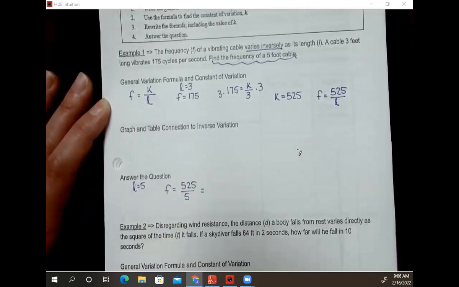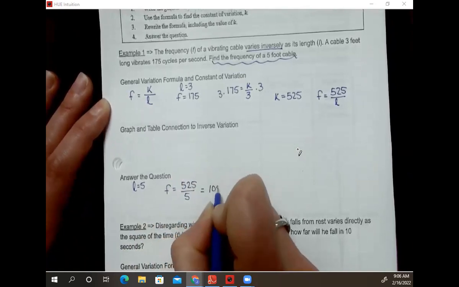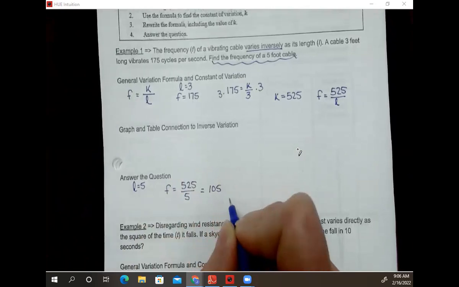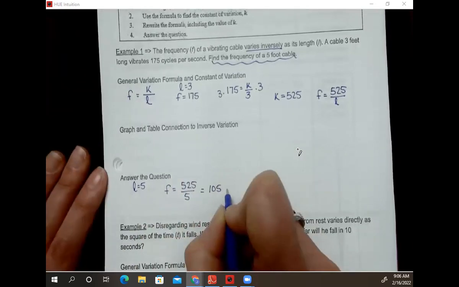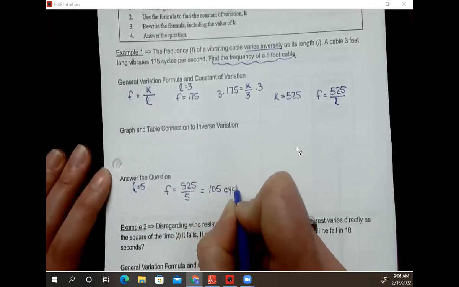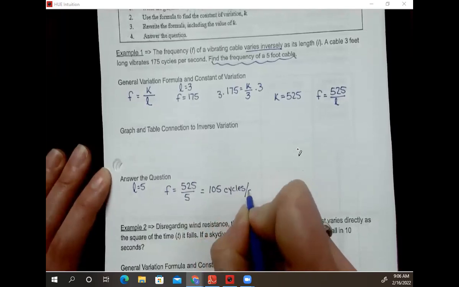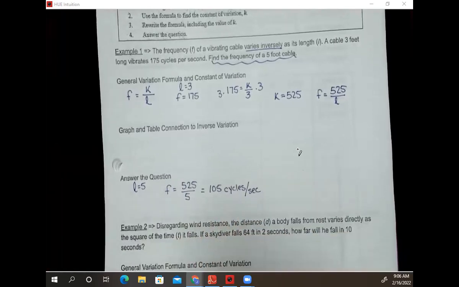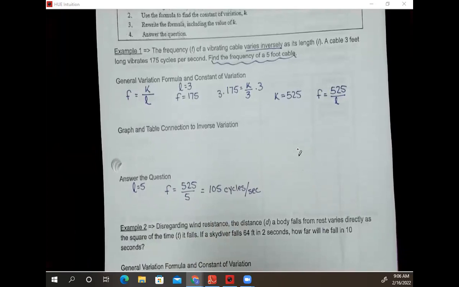So 525 divided by 5, that'd be 105. And then anytime we have a context, we need to include the label. And our label for frequency is cycles per second. So again, this is an example of inverse variation. As one thing goes up, the other thing comes down.